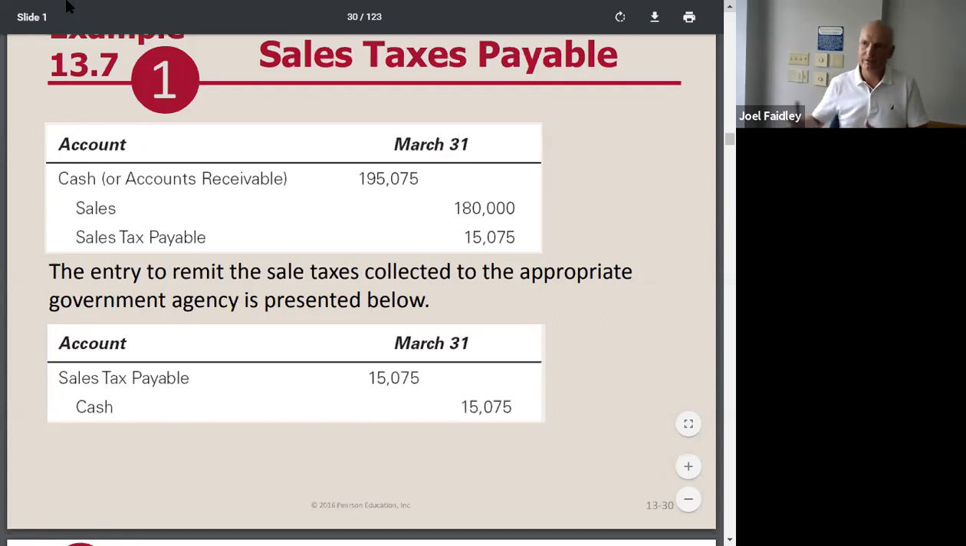And then once you actually fill out your monthly form that you remit to the state, then you're going to debit sales tax payable and credit cash. So you're just holding that cash until you actually have to pay it back to the state, or remit it to the state.